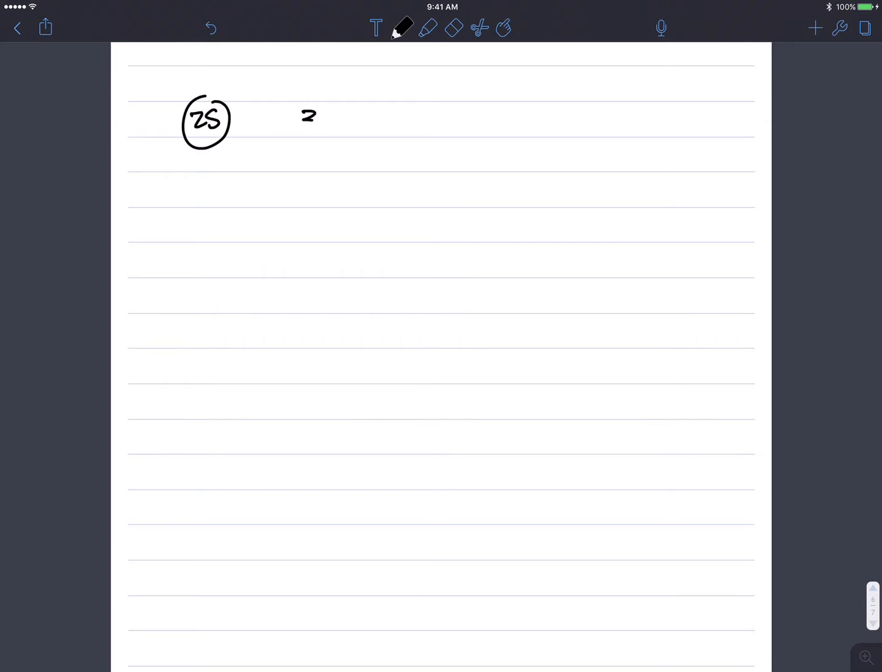Number 25: 3x cubed times 2x squared. Again, we have blank spaces. That means multiply. Now, switch the order, because the order in which you multiply does not matter.